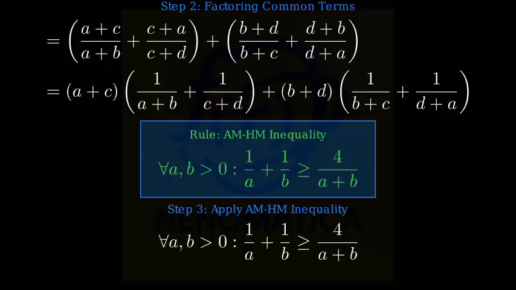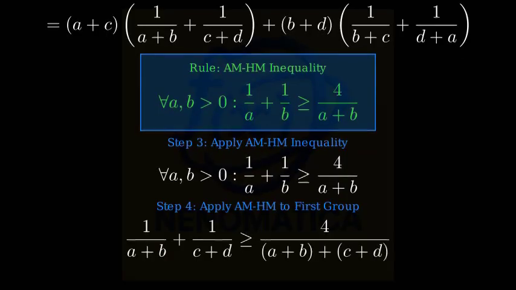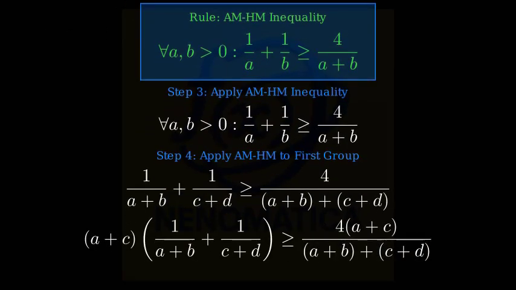Step 4. Let's apply the inequality to the first group of terms. We get that 1 over a plus b plus 1 over c plus d is greater than or equal to 4 over the sum of a plus b plus c plus d. This means that a plus c times the sum of 1 over a plus b plus 1 over c plus d is greater than or equal to 4 times a plus c over a plus b plus c plus d.